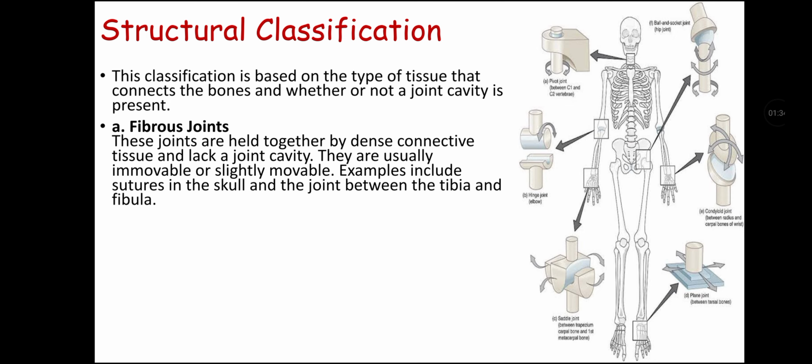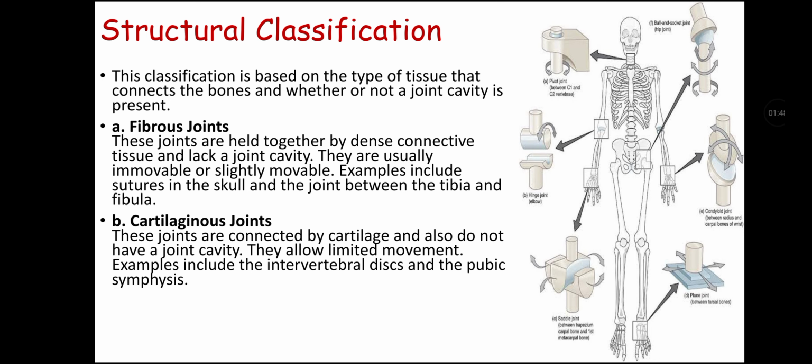The first type is fibrous joint. These joints are held together by dense connective tissue and lack a joint cavity. They are usually immovable or slightly movable. Examples of this include sutures in the skull and the joints between tibia and fibula.